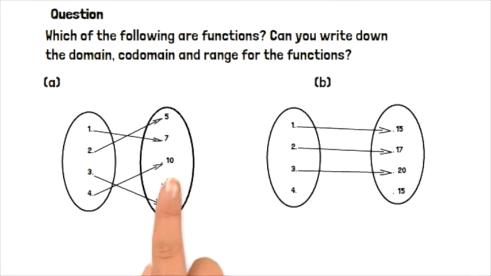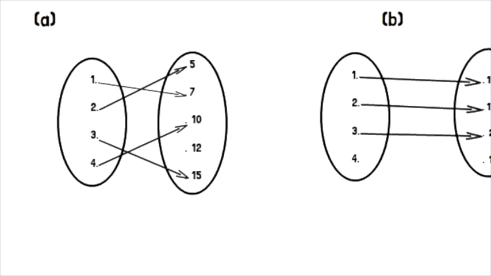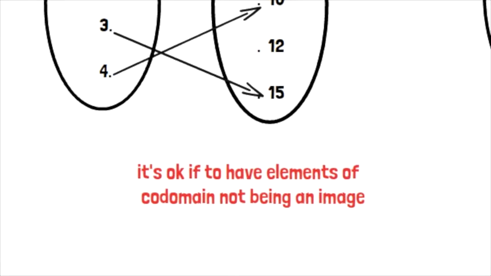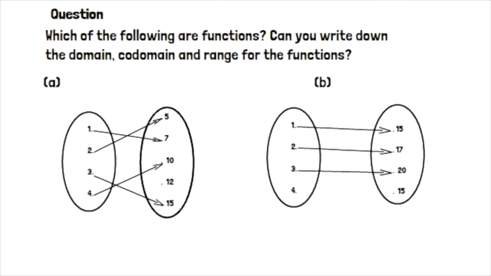Despite the fact that the element 12 is not an image of any object in the domain, this does not violate the requirements of a function, namely to have a domain, a codomain, and a rule that assigns to every element in the domain a unique element in the codomain. There is no such requirement for every element in the codomain to be an image of some object. Hence, this is a function.